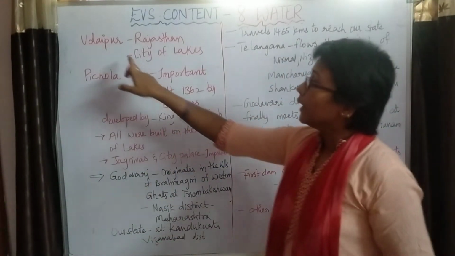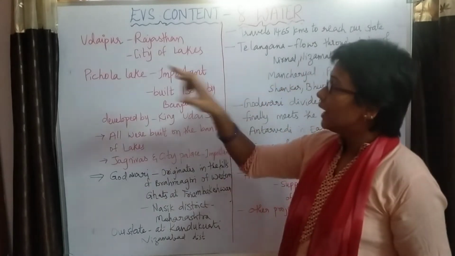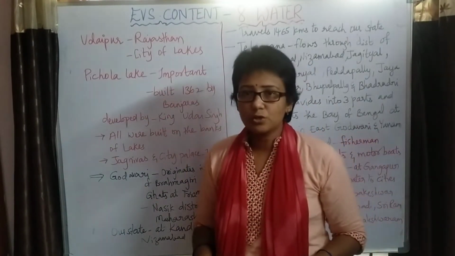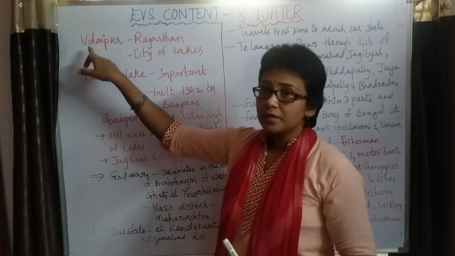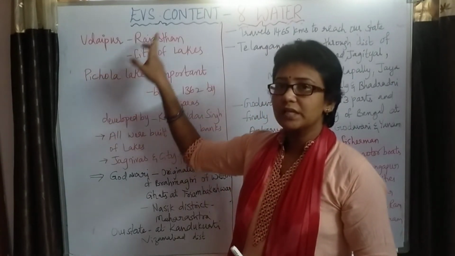Next, Udaipur. It is located in Rajasthan and it is called a city of lakes. Udaipur is called a city of lakes because a large number of lakes are present in this area.